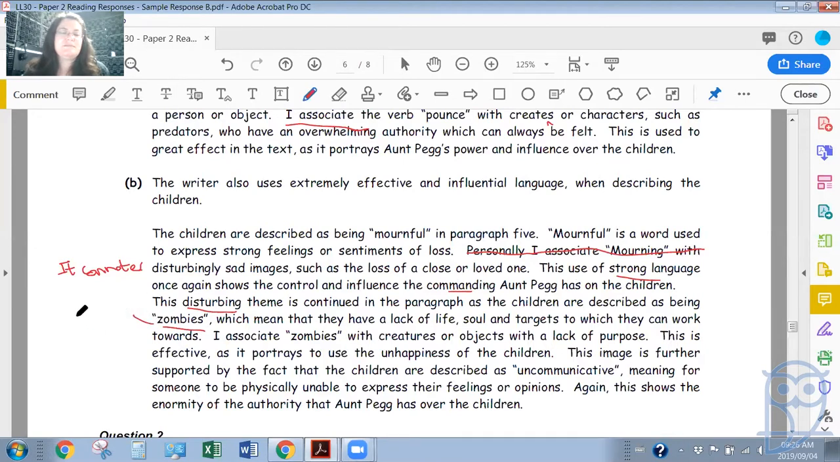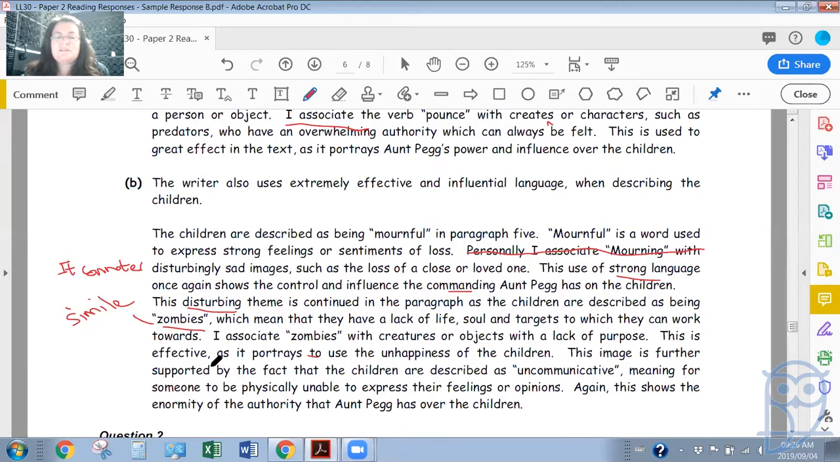Notice that this writer does not pick up on the fact that that's used in a simile. Children are described as being zombies, which means that they have a lack of life, soul, and targets to which they can work towards. I associate zombies with creatures or objects with a lack of purpose. This is effective as it portrays the unhappiness of the children.